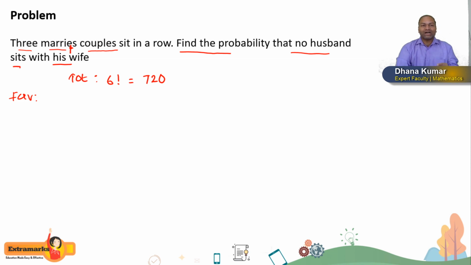Favorable cases. Here no husband sits with his wife. So better I find this question's answer the reverse way. It is just like suppose in a class 100 people are there, and 80 members passed in one exam. I am asking for the failure strength. So how to calculate the failure strength? Total strength minus passed strength. Is it correct or not? In the same way, no husband sits with his wife is equal to total number of cases minus cases when at least one husband sits with his wife.